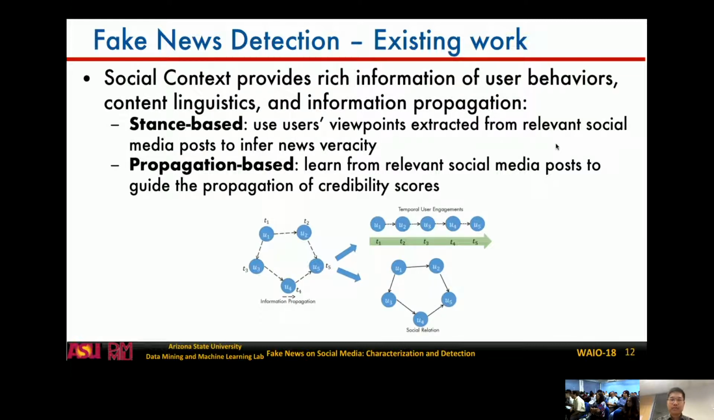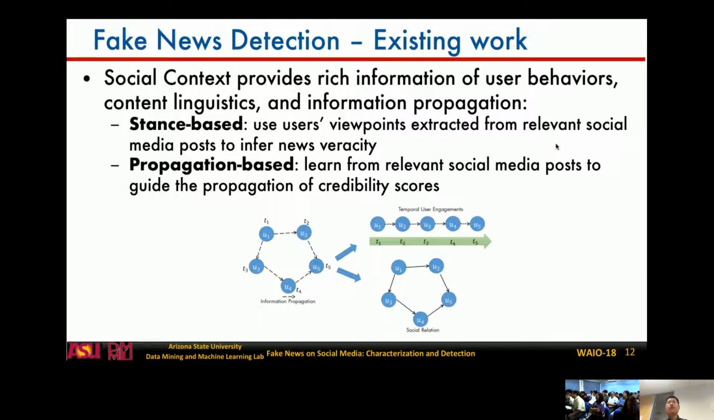Next, it's more advanced, because we have discussed that social media is a very unique platform, and some of its unique characteristics can be used to detect fake news. There is also existing work using social context information to find patterns that can differentiate fake news and real news. The first one is stance-based. Stance basically means users' viewpoints or opinions about the relevant news content in social media.